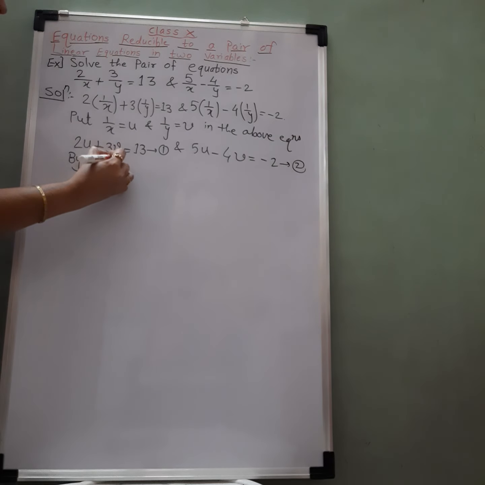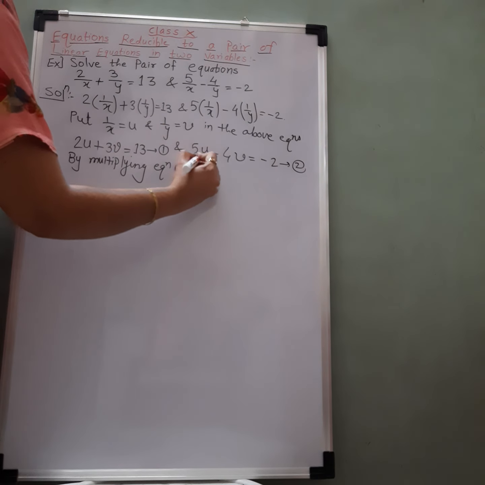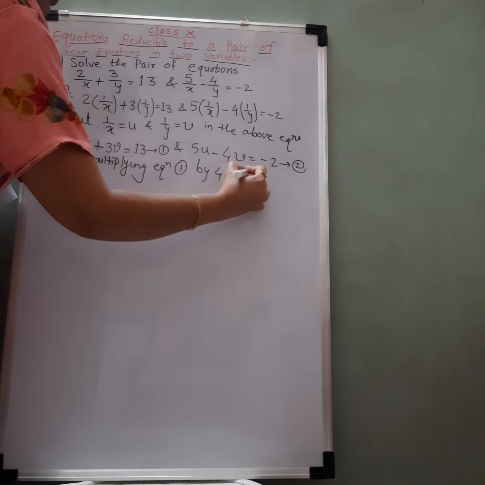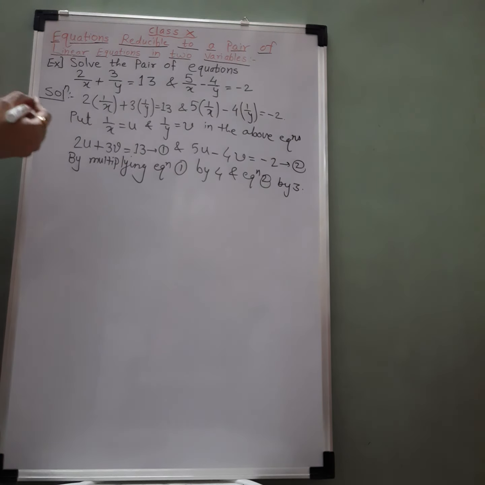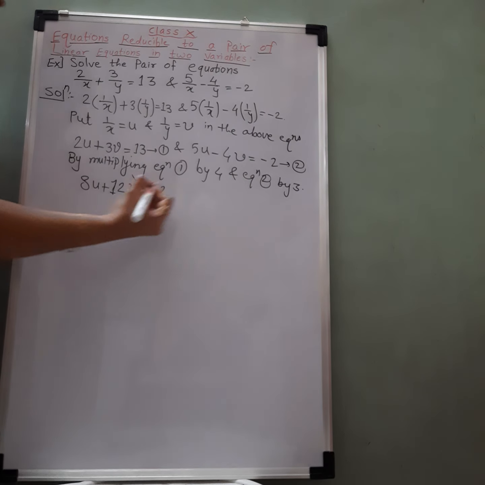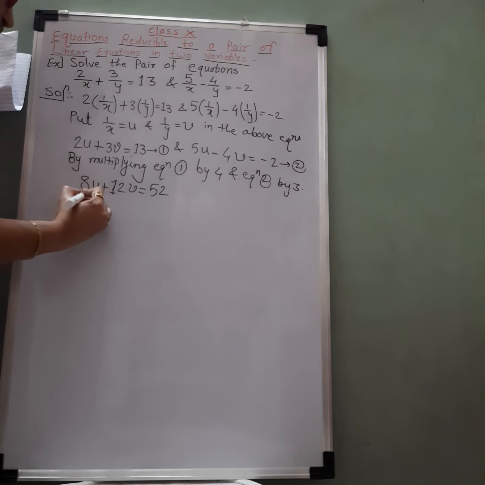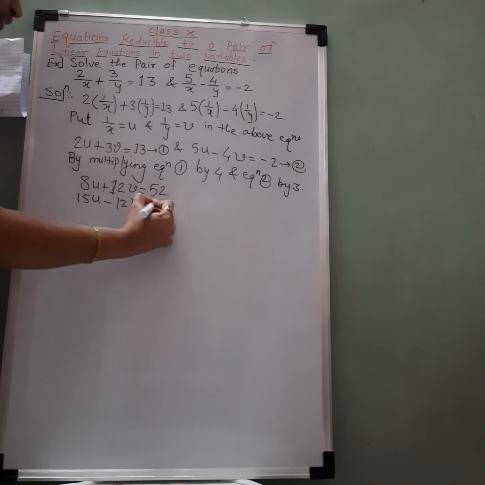By multiplying equation 1 by 4 and equation 2 by 3, the equations become 8u plus 12v is equal to 52 and 15u minus 12v is equal to minus 6.